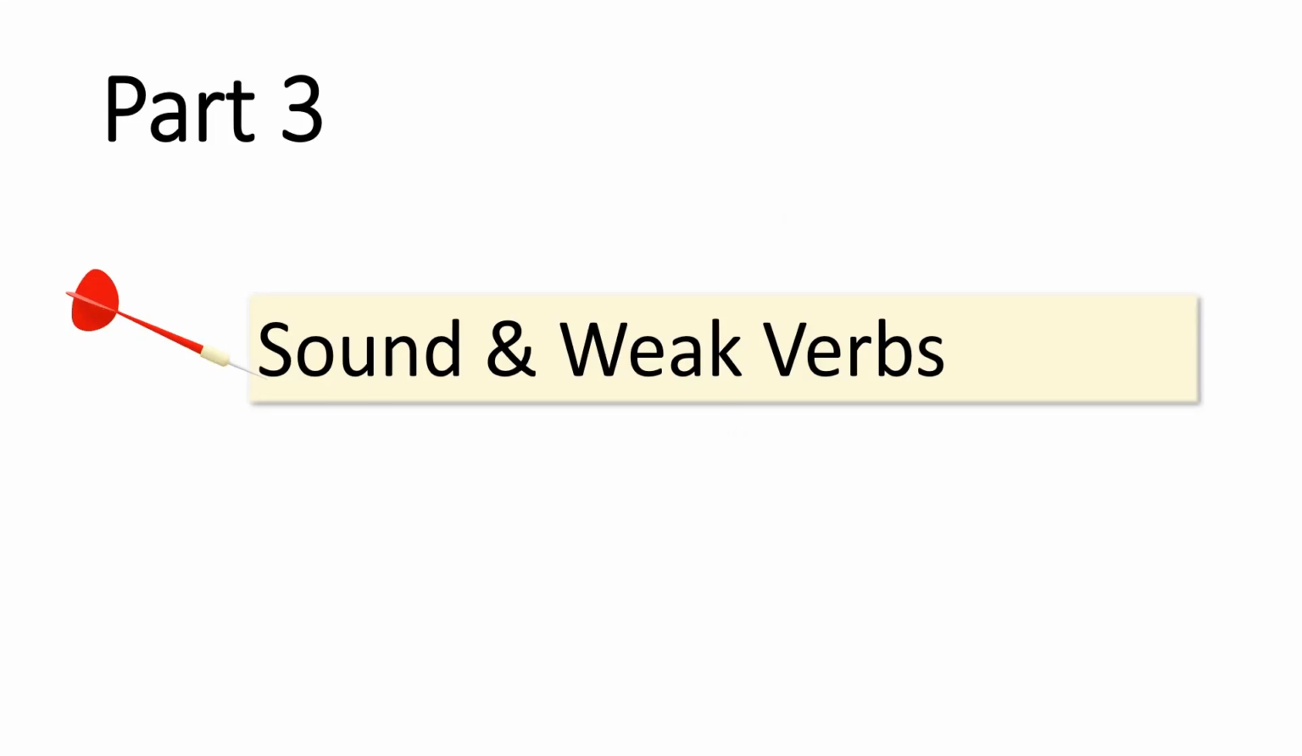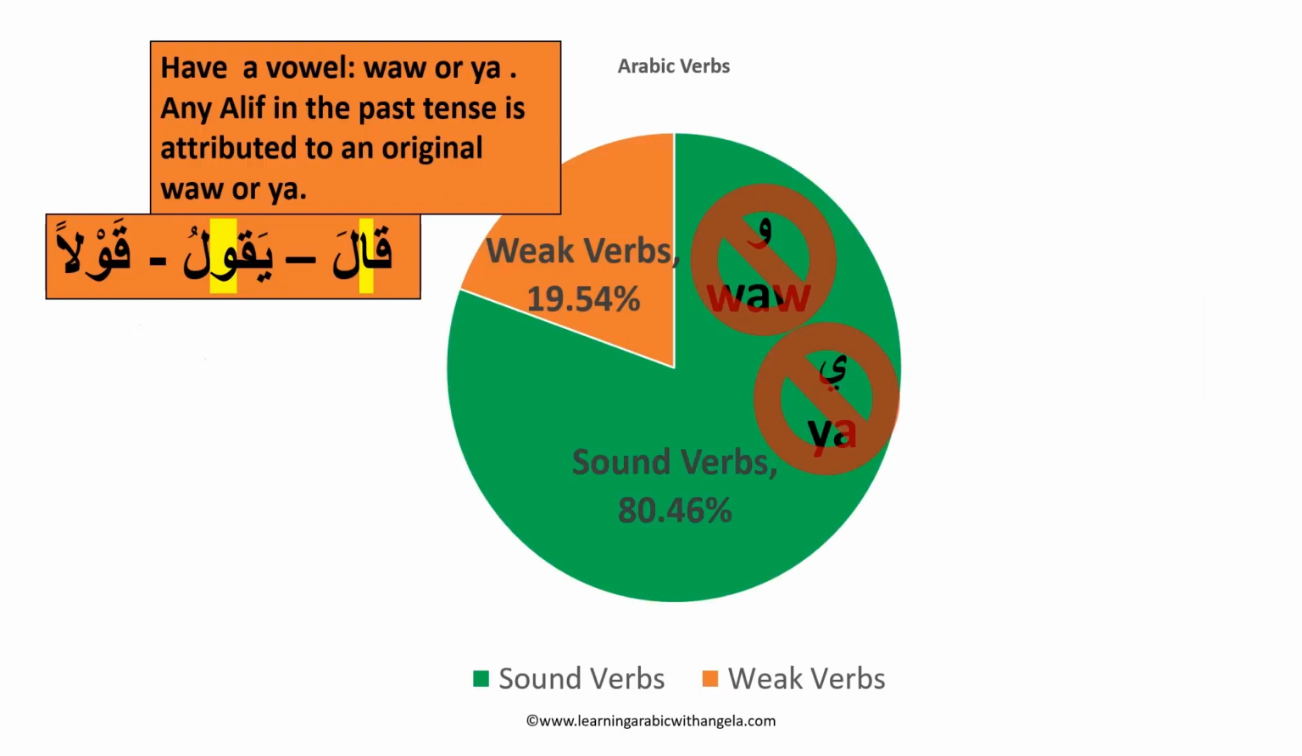Part 3. Sound and weak verbs. The majority of Arabic verbs are sound, 80.46%. And by saying sound, that means they are free of any vowels. And by saying vowels, we mean the waw and the ya. So a sound verb is free from any waw or ya in its root letters, versus a weak verb, which will have a vowel in any of its root letters, which is mainly the waw or the ya.